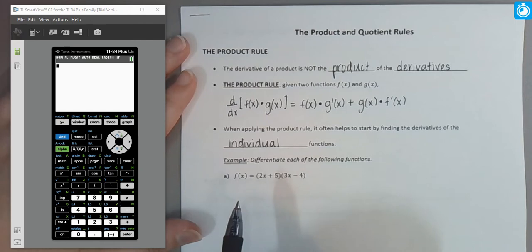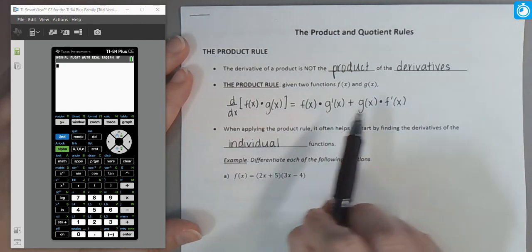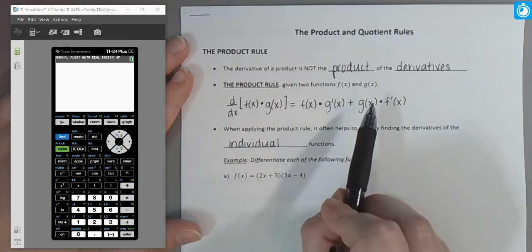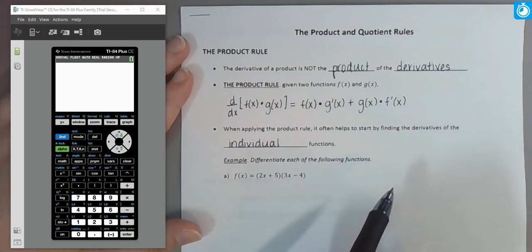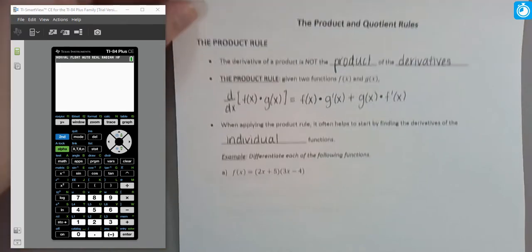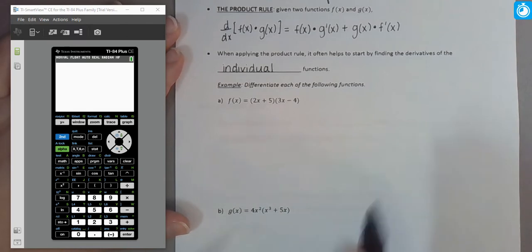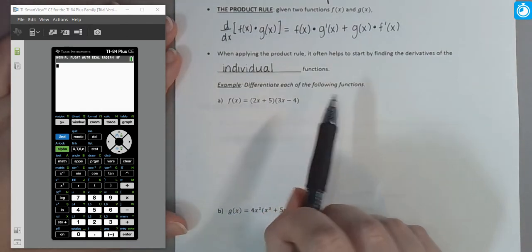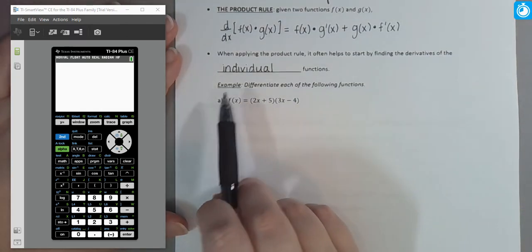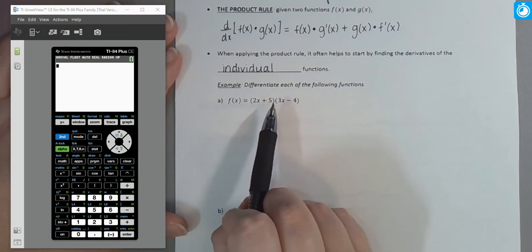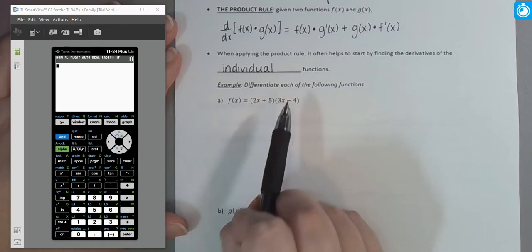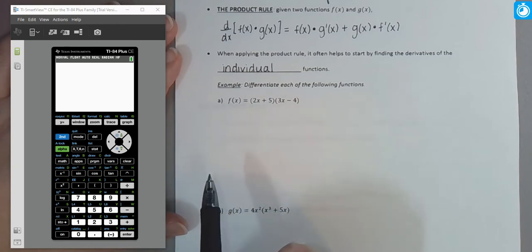Typically with a rule like this, there will be some additional simplification that has to take place after we do the substitution with the function rules and the derivatives. And so we just go from there depending on what our derivative looks like. So let's use the product rule and let's do a couple of examples. We want to differentiate each of the following functions. Our first function, f of x, is defined as the product of 2x plus 5 times 3x minus 4.